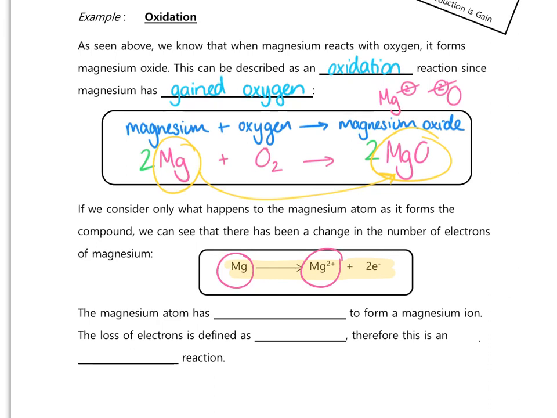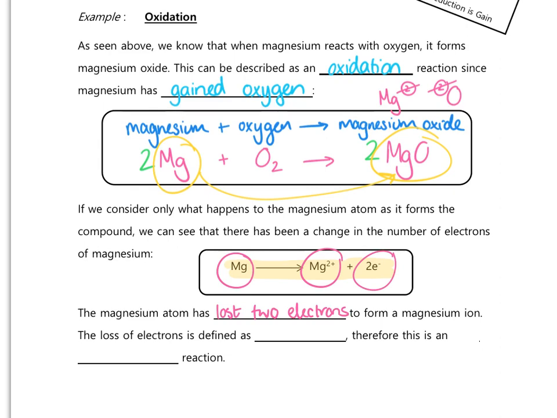Well, it must have lost 2 electrons, and we can see that because the electrons are on the right hand side of the equation. But we know that to form a positive ion, we need to lose electrons because electrons are negatively charged. How many electrons has it lost in order to form a charge of 2+? Well, it must have lost 2 electrons. So we're being as specific as we can here and saying that the magnesium atom has lost 2 electrons to form a magnesium ion with a charge of 2+.